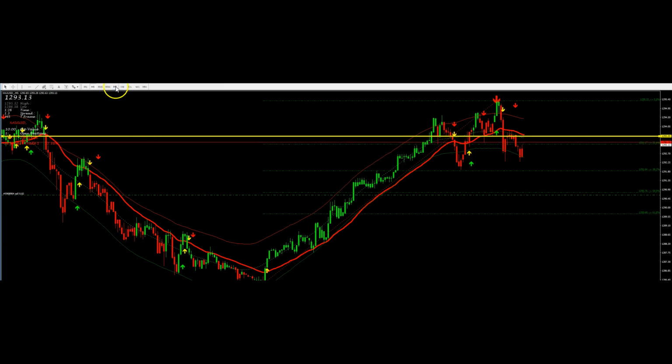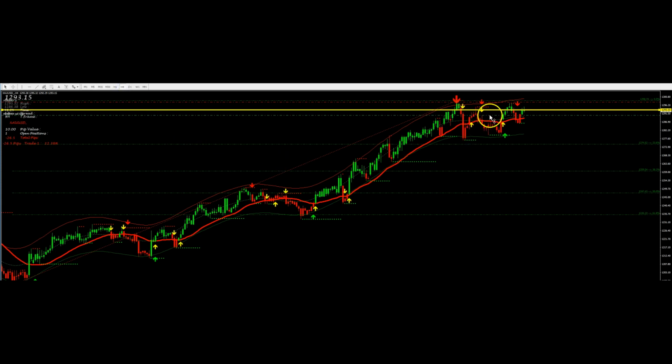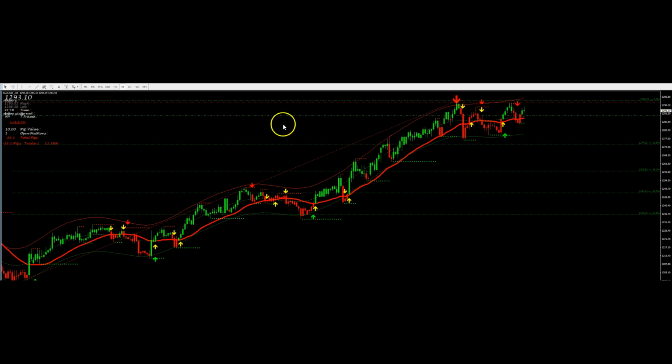Let's go to a longer time frame, see what's going on. As you can see here, and let me move this yellow line out of the way. We don't need it anymore. Thank you, Mr. Yellow Line. So right here, what is it doing? It's trading within a what?